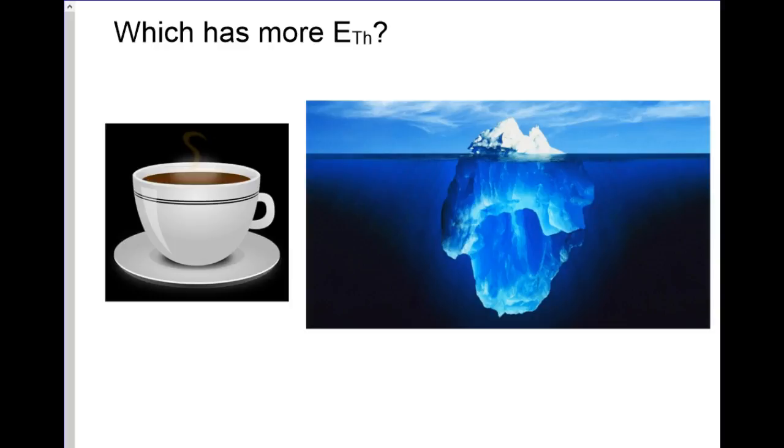Anybody seen an iceberg? They can be as large as your house. Lots and lots of water particles are trapped within the iceberg structure. So it actually has quite a bit of thermal energy. So the property of thermal energy is dependent on how fast particles are moving, but also how many particles there are.